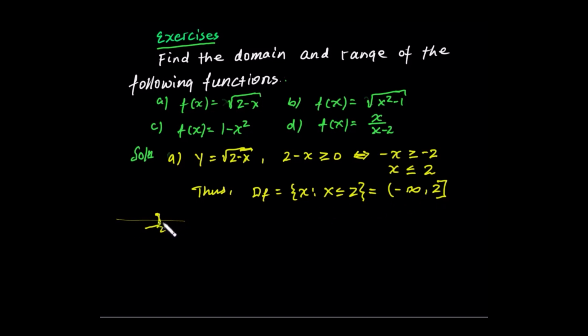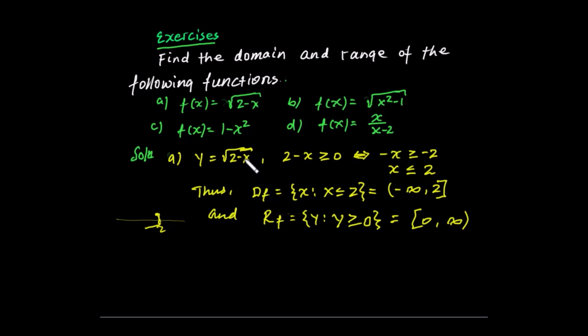And for the range, as I told you, the range of the function f is all y. Here I substituted y for f of x; f of x is simply the value of y. That is why the range of the function f is the set of all y such that y is greater than or equal to 0. When is it 0? When x equals 2. If we take less than 2, we get a positive value.